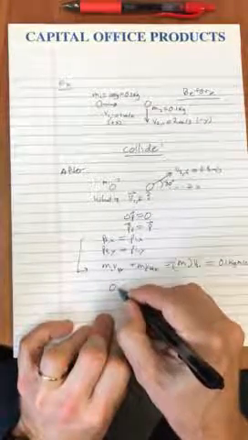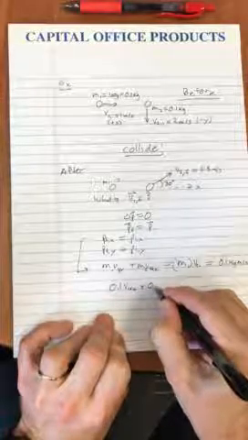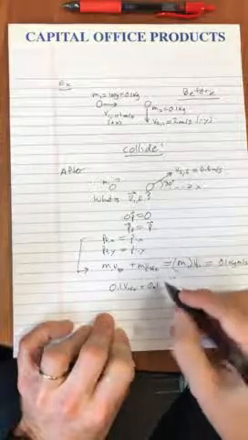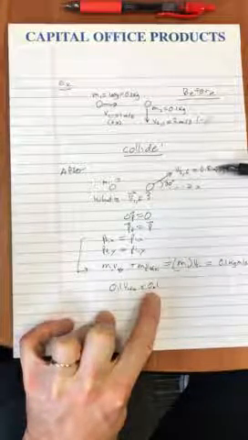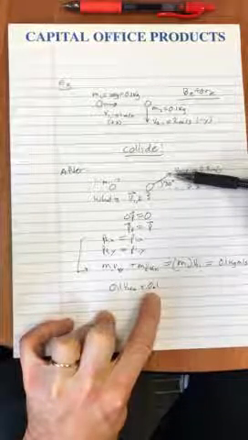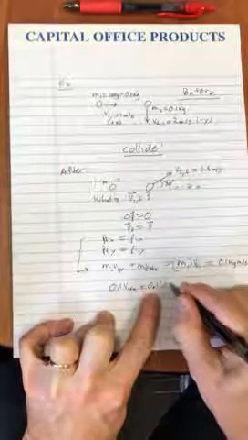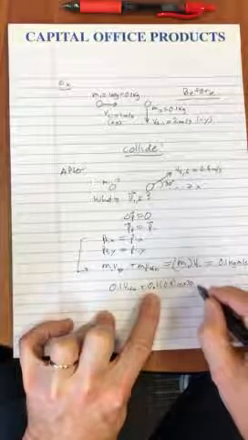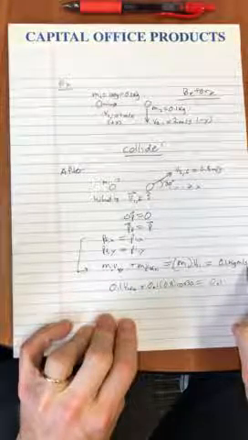So let me write in my masses: 0.1 v1fx plus 0.1, that's the mass of puck 2, times v2fx. The x component of puck 2 after the collision is the x component of this velocity vector, is v2 cosine 30. So that's 0.8 times cosine of 30, and that equals 0.1 kilogram meter per second.